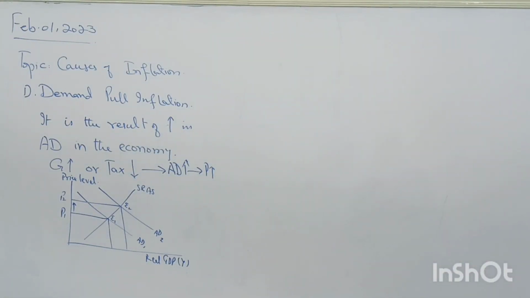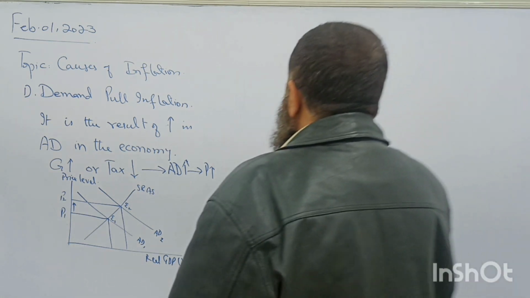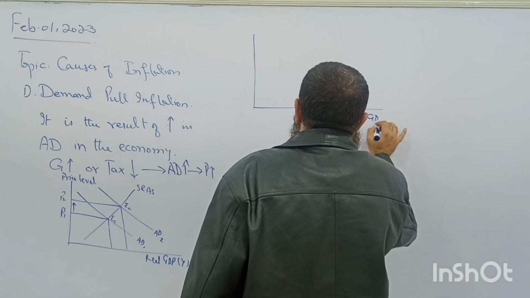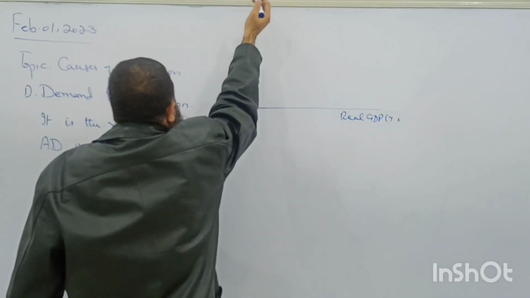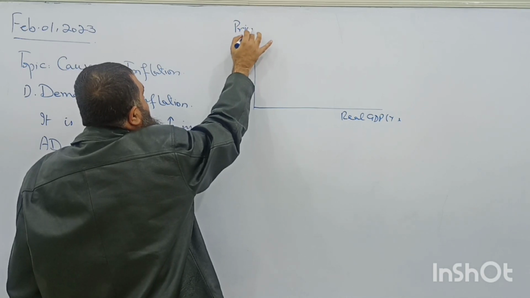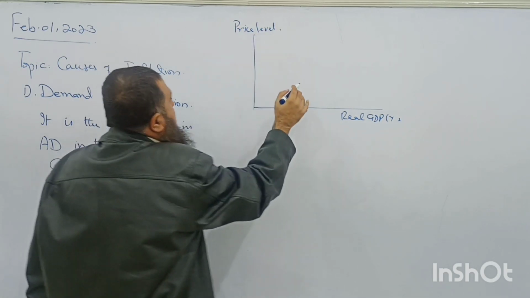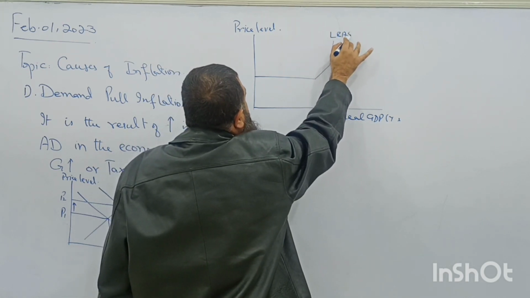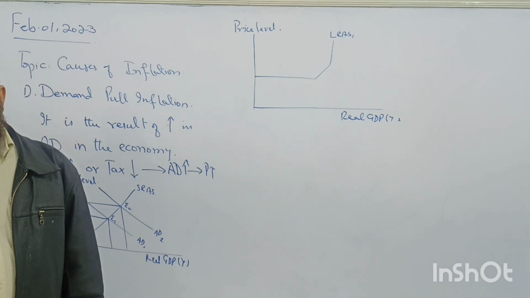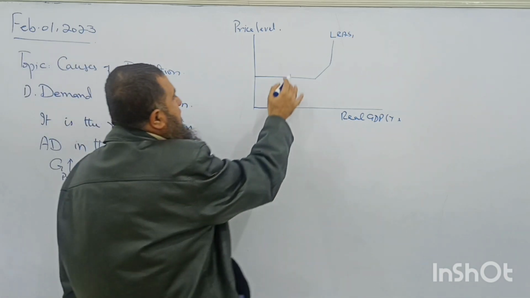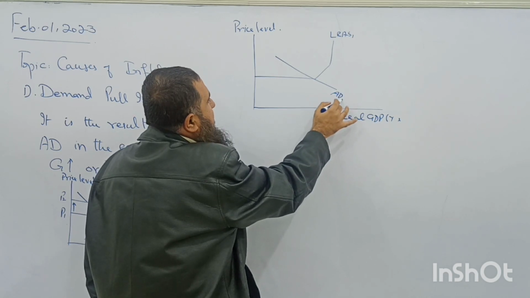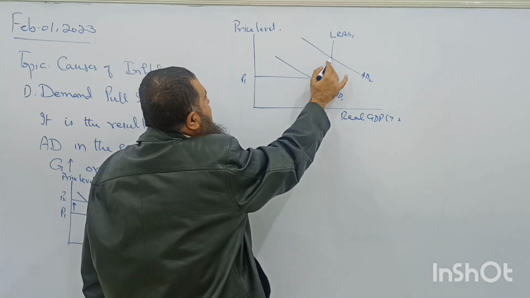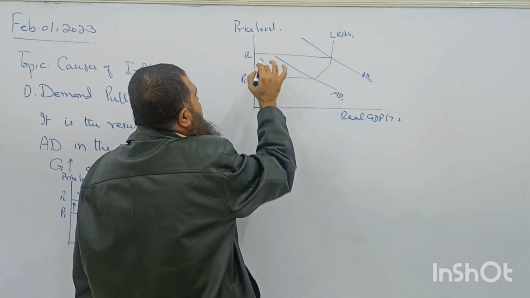Okay, now come towards the long run. How can demand pull inflation be shown in the long run? GDP in real terms, and this is the price level. All right. So the long run aggregate supply curve will have this shape, if you remember, perfectly inelastic, the classical. If aggregate demand is here at present, when aggregate demand increases, the price level will also increase due to increase in aggregate demand.